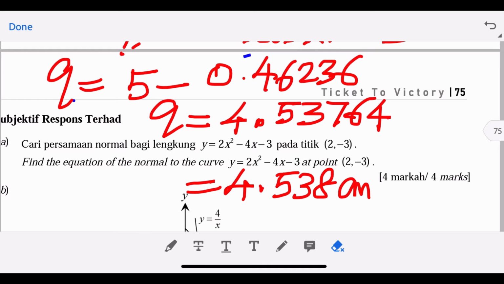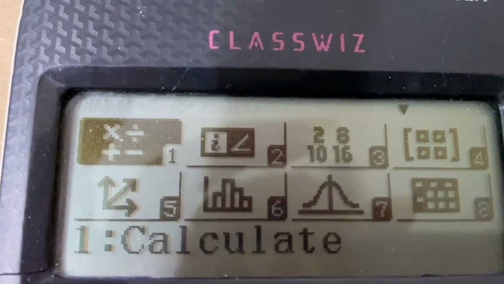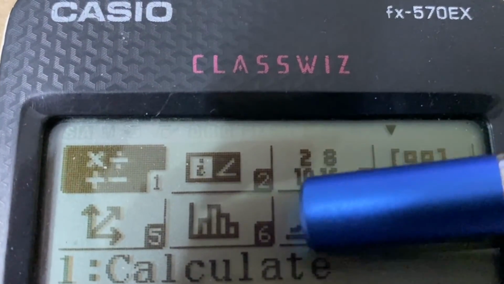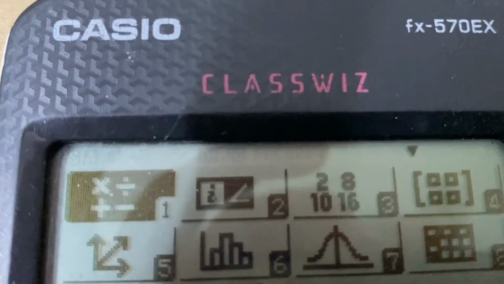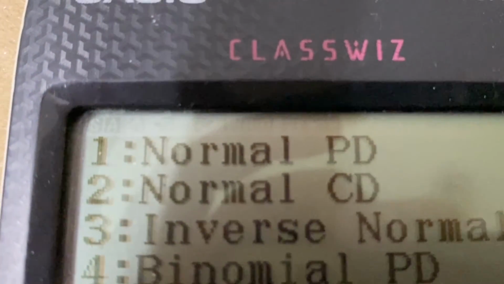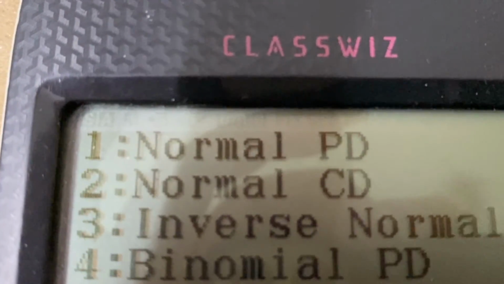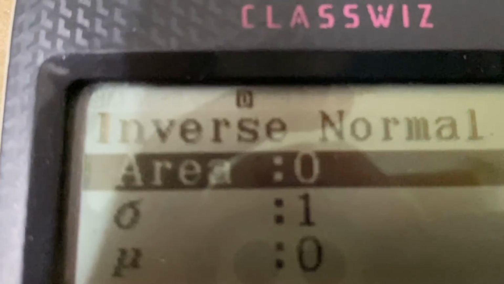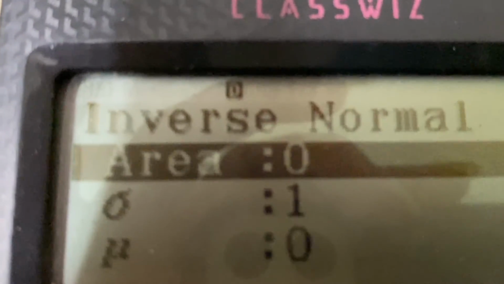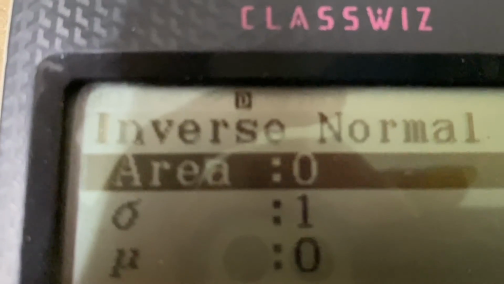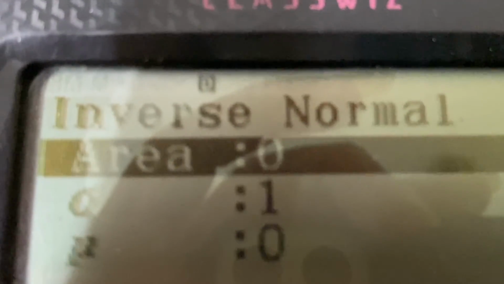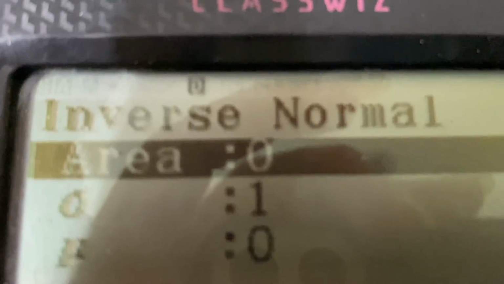Okay, so that's all my sharing about normal distribution and z-score. So first of all, we have to turn on the calculator, and then we will choose the bell here, which is 7. So let's press 7, and because we are going to find the z-score, we will use number 3. Number 3 is inverse normal, 7, 3. Okay, the area is the area that we got from the question. So we will key into the calculator so that we can find the z-score.